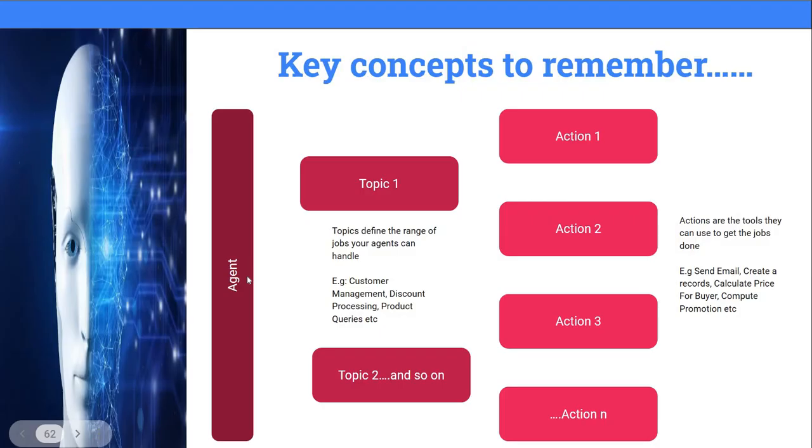So how do we understand topics and actions? If you take each agent, you can configure multiple topics, and each topic can have multiple actions. So what is a topic all about? By definition, it's about the jobs that the agent can handle, something like customer management, discount processing, etc. And actions are the steps or instructions, or the logic, that gets the job done.